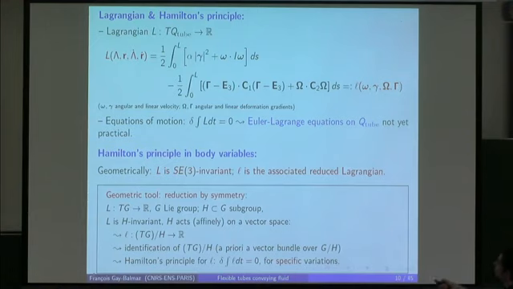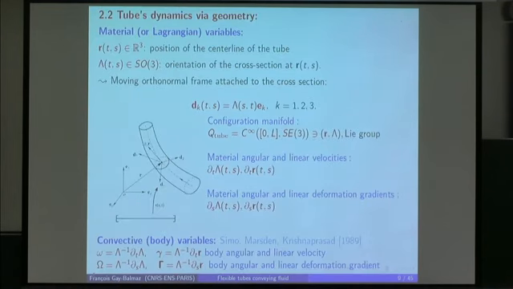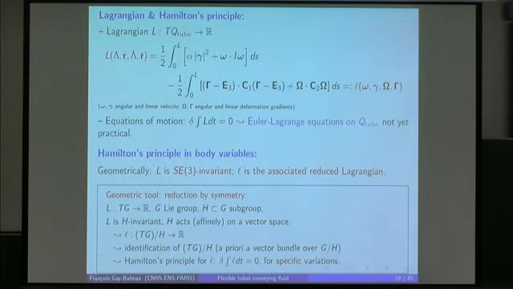So shear and stretch, and here deformation of the cross section. Recall omega is this guy here. It's an angular gradient, right? And it's bending and twist. So I observe that this Lagrangian L(Q, Q dot) can be written in terms of these body variables. So this is already some indication that there is some symmetry.